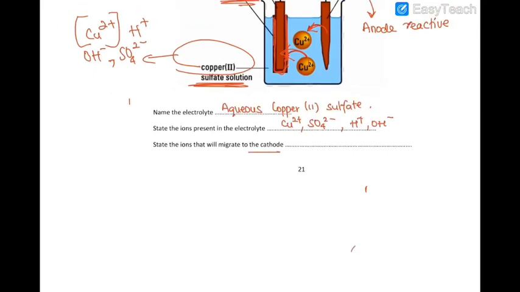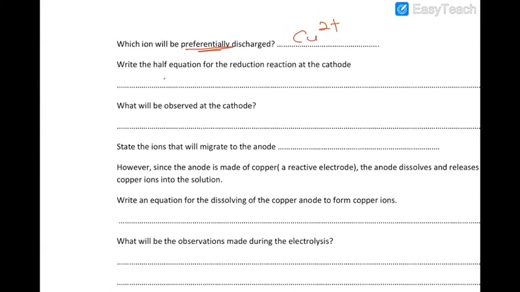So at the cathode, you have Cu2+ and H+ that migrate, but you're going to have only Cu2+ preferentially discharged. So you have a reduction reaction over here. And also you're going to have the reddish brown deposit at the cathode.